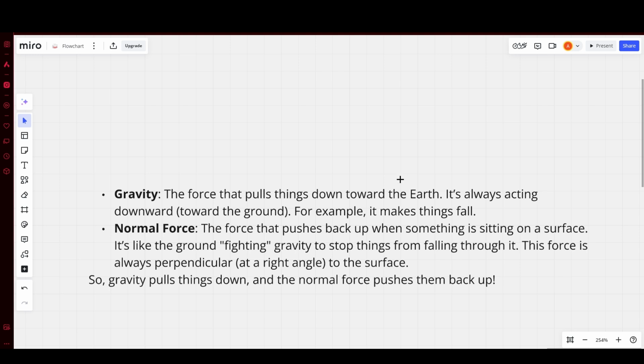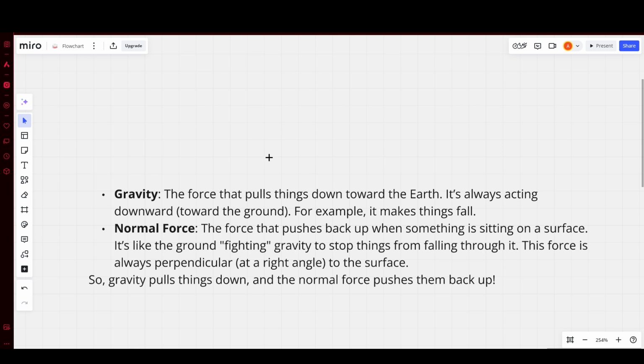But that's not the only force we have. The normal force also exists. This force just pushes back up when something is sitting on a surface. It's like the ground fighting gravity to stop things from falling through it. So if you're sitting on your chair right now, you're not falling through your chair, you're not falling through the ground, because the normal force is opposing gravity. And those two forces have the same strength, so they cancel each other out. So gravity pulls things down and the normal force pushes them up.